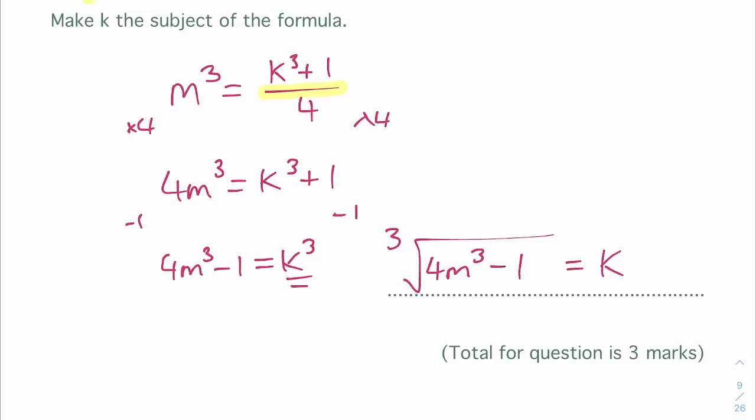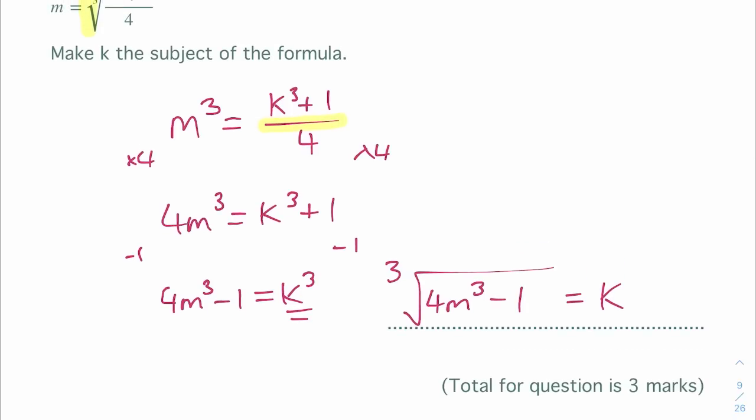And there we go, there is our formula rearranged. It doesn't matter that I have k on the right, you can write it on the right or the left, absolutely fine whichever way you decide to do that, but there we go, that would be our final rearranged formula.